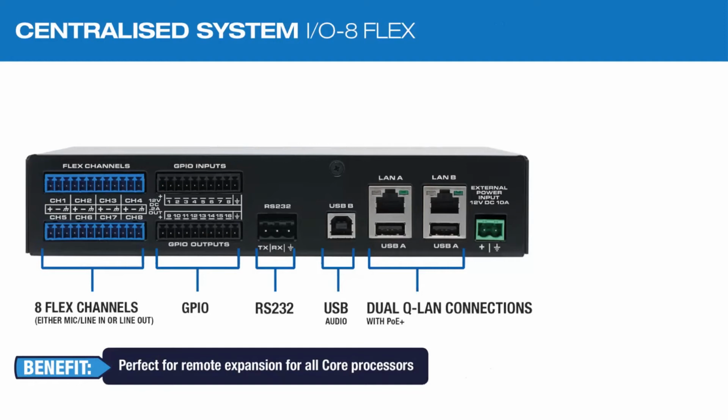This can be put in any room and handle your audio input and outputs. These channels will then connect to the core via the QLAN network. GPIOs to control shades, LEDs, get occupancy sensors, and RS-232 for local control. And then USB B port for audio bridging. Take note that this is only audio. There's no video bridging on the IO8. This is an audio only device.